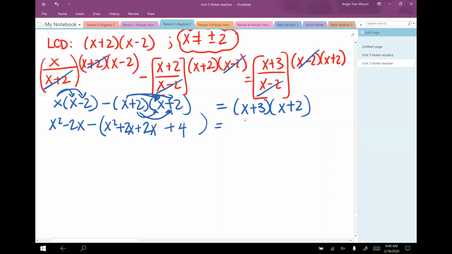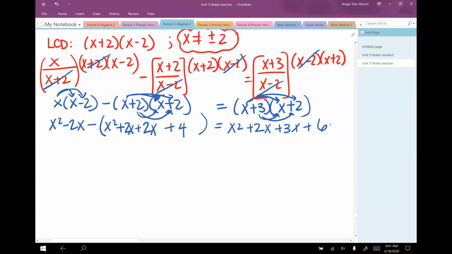Nate's not here. Maggie's not here. Alan, x times x is what? Perfect. Elena, x times 2 is what? Perfect. Devin, 3 times x is what? Perfect. 3 times 2 is what, Riley? Perfect.